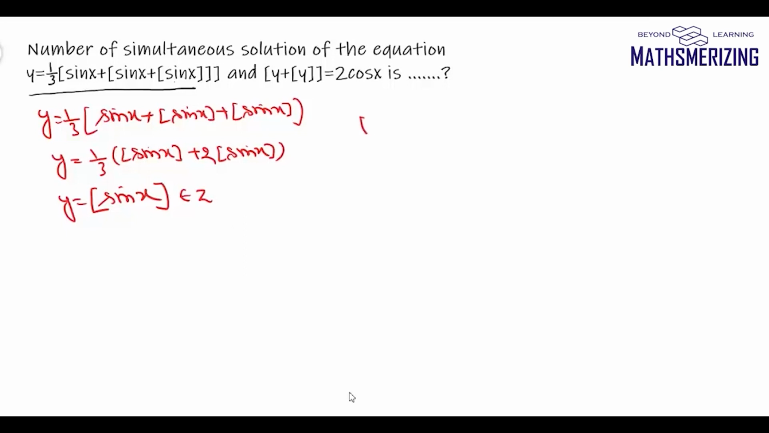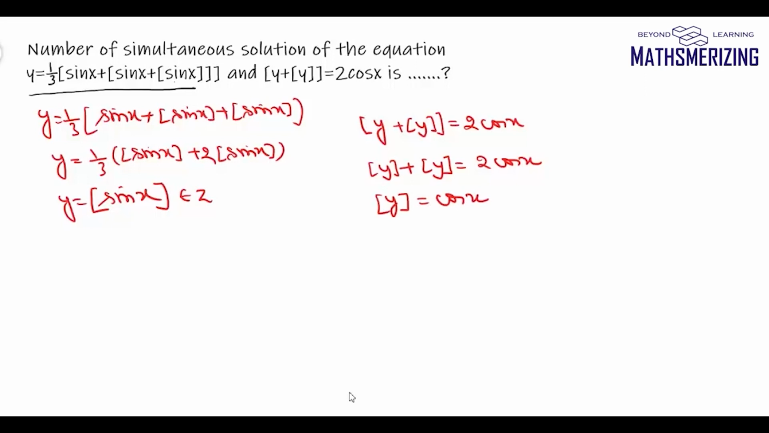So when I look at this, y plus greatest integer function of y equals 2 cos x, I know that I can write it as greatest integer function of y plus greatest integer function of y, and this is equal to 2 cos x. So that is greatest integer function of y is equal to cos x. Now because y is an integer, the value of cos x should also be an integer.